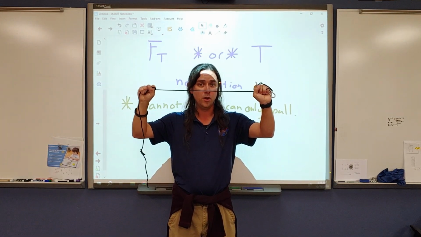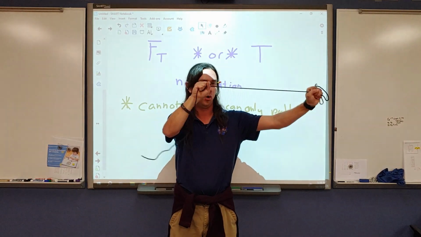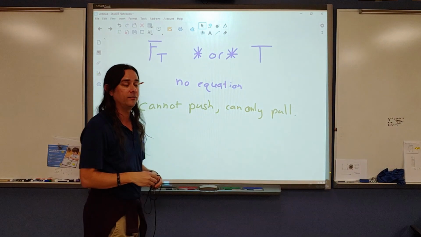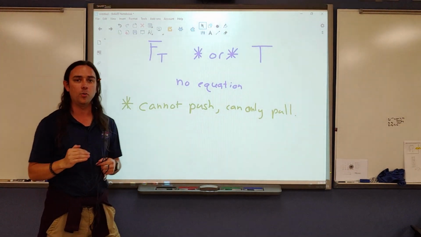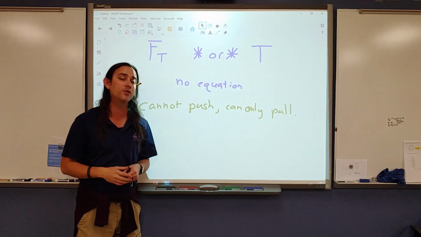But what it cannot do, it can't push object B. So strings can only pull, they cannot push. Okay? So that's one thing that I want to emphasize. That does allow you, when you see a string, to actually predict which way the force is pointed.